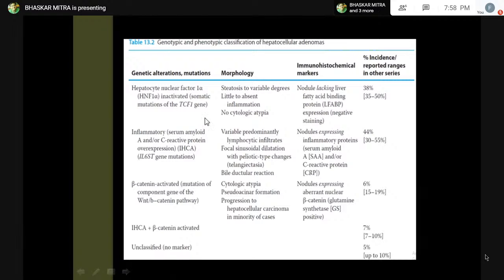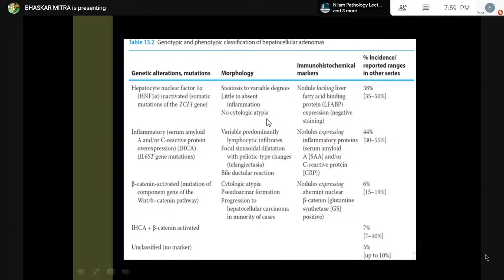Morphologically, I will be going into details of this. Steatosis of variable degree, little or absent inflammation. There may be no cytological atypia. These nodules lack liver fatty acid binding protein expression.